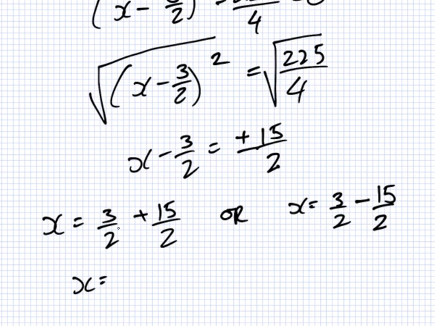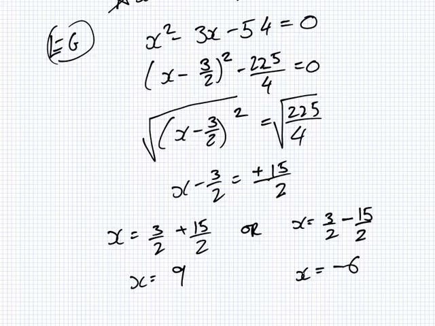What answer will this be? A 9. 9. And this one? Minus 6. It'd be minus 12. Yeah, minus 6 then. Are they the same answers as the last example? Yeah. So we have another way to solve without needing to factorize. So this is the second method to solve in quadratics. So write this method down.